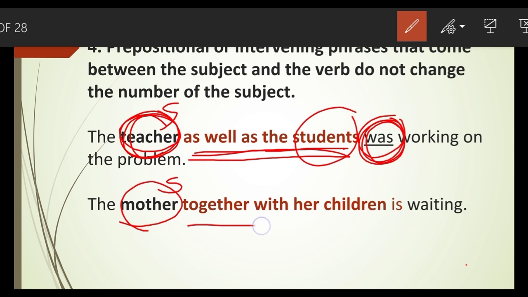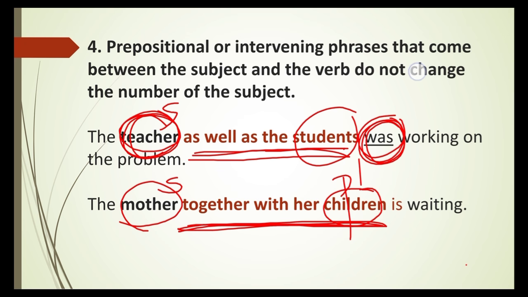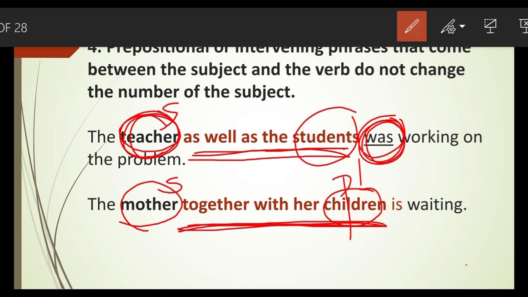Together with her children, isipin naman natin, kasama niya yung mga anak niya. So, yung children ay plural. Okay, so baka ma-confuse tayo, but no, yung together with her children is another example of our intervening phrase. So, kaya ang gagamitin natin na verb ay is waiting, kasi our main subject is the mother only. Okay, so yan yung sa prepositional or intervening phrase.